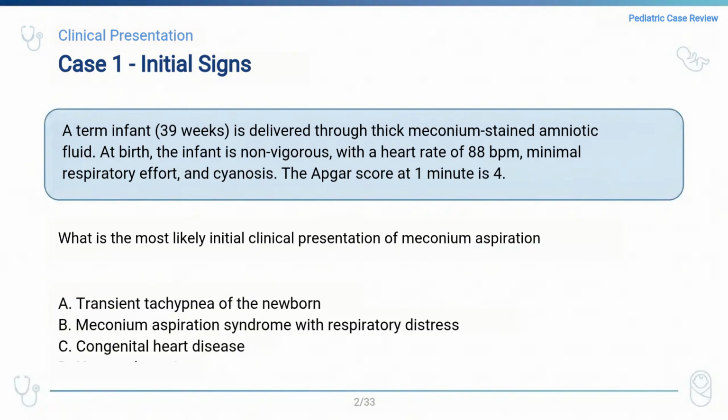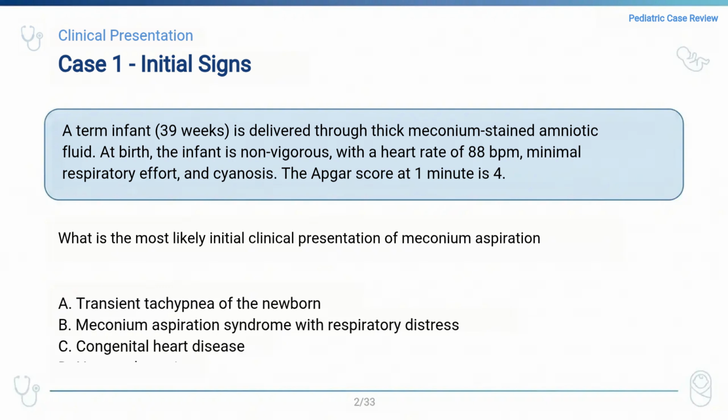Initial signs. A term infant of 39 weeks gestation is delivered through thick meconium-stained amniotic fluid. At birth, the infant is non-vigorous with a heart rate of 88 beats per minute, minimal respiratory effort, and cyanosis. The APGAR score at 1 minute is 4. What is the most likely initial clinical presentation of Meconium Aspiration Syndrome?